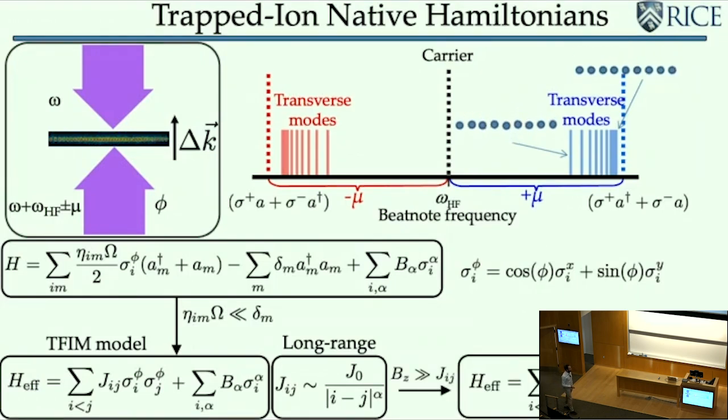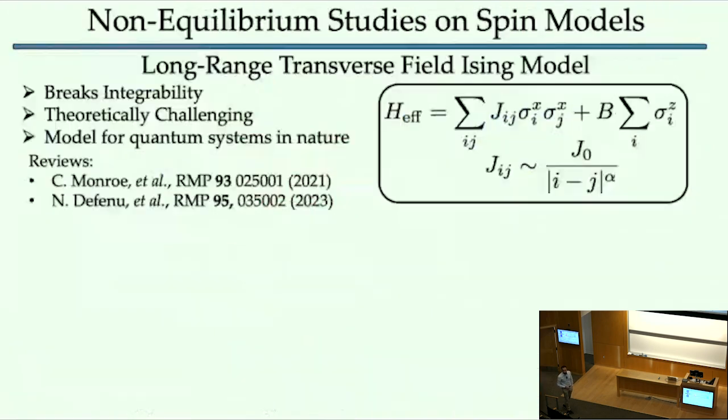And yesterday it was shown also that if you crank up a magnetic field along one direction, you can actually have an effective XY model, which is also long-range. So this is to highlight that there has been a lot of activity on this transverse field Ising model with long-range interaction, because it breaks integrability, so it's actually quite challenging, even if it's 1D, to perform numerics. And you can see these two reviews if you're interested.